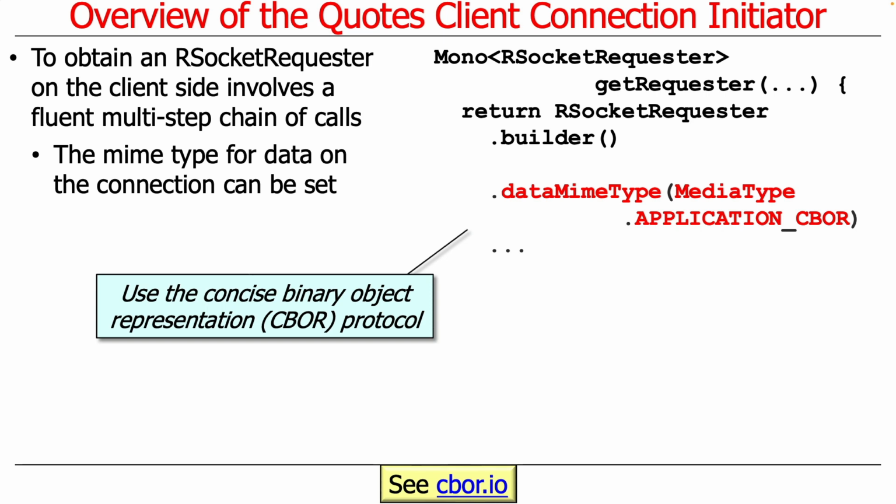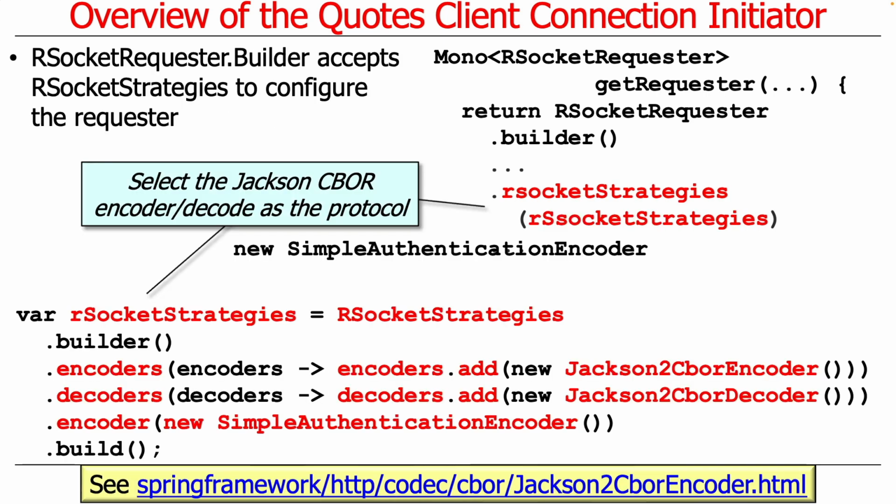So we set that up. That's going to enable the use of binary communication. The next thing we have to do is say what kind of binary communication we want to have. And we're going to use the Jackson CBOR encoder and decoder. So you can see we have this thing called RSocket strategies, and that's set to be the appropriate one down here. And so we make ourselves have the new Jackson encoder and decoder.